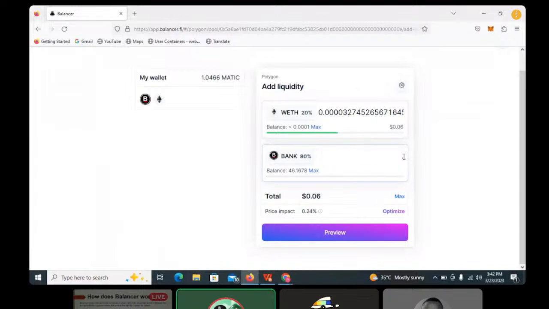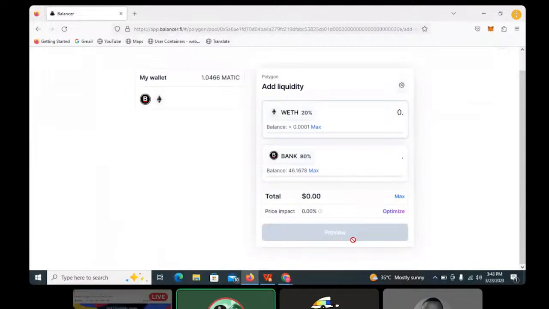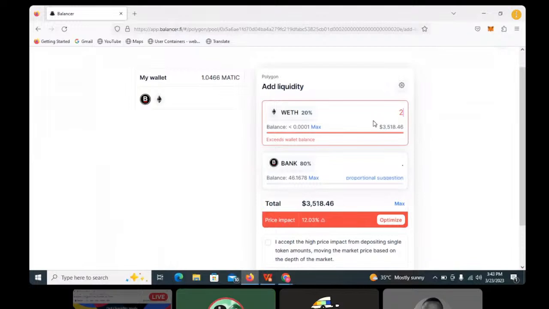Let me clear this entirely. See, you can't preview until you put in the amount you need. You have to make sure it is 80-20, and that is 1:4. So whatever you're using for wrapped Ethereum, say we are investing to wrapped Ethereum.